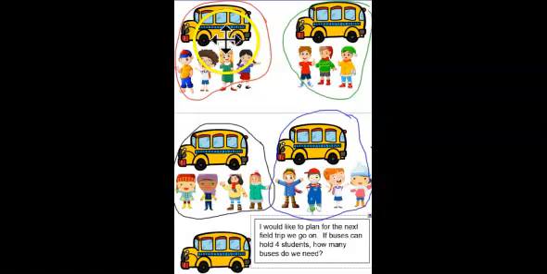Let's see, how many buses? 1, 2, 3, 4. So we need 4 buses. Does that make sense? How do you know that makes sense? Because it told us if each bus could hold 4 students, we needed to know how many buses. Correct?